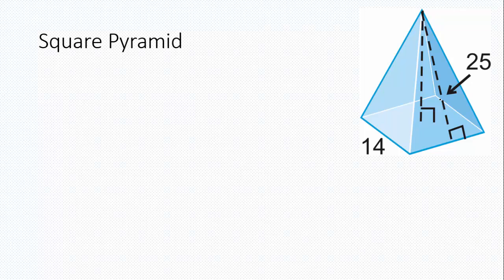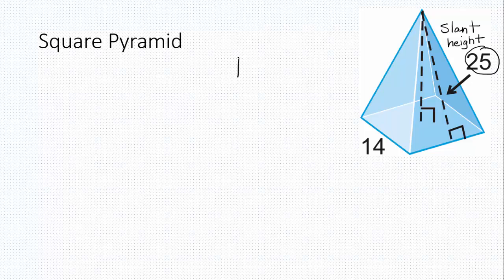So for this one, notice we have two different heights marked. The interior height is the height that goes straight down the center, perpendicular to the base. That's the height of the pyramid and would be used for volume. We're going to use this height instead. That's called the slant height. The slant height of the pyramid needs to be used for surface area.